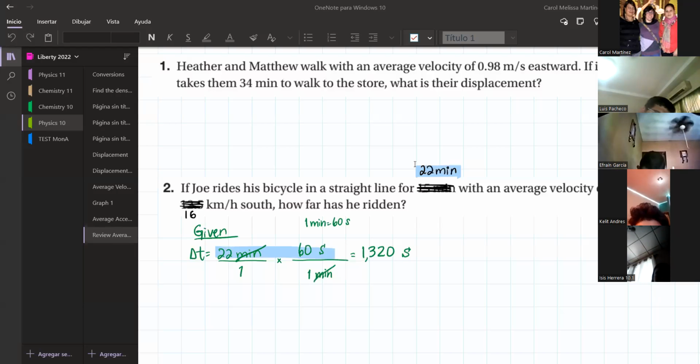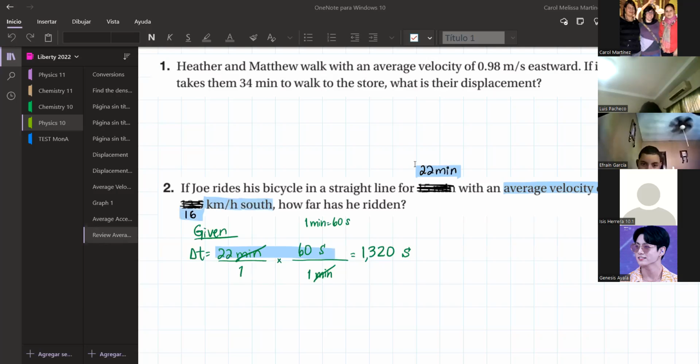The other data is, it says that Joe, during those 22 minutes, drives with an average velocity of 16 kilometers per hour south. The time always has to be in seconds. Displacement is measured in meters.